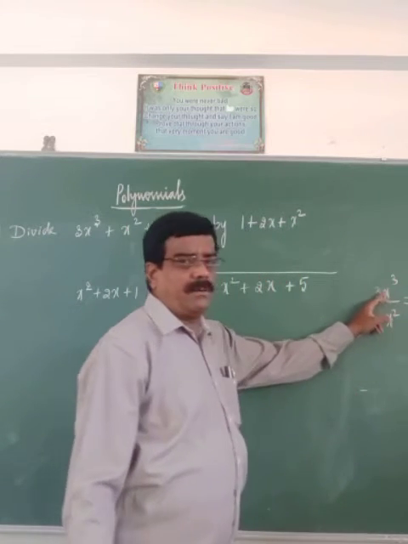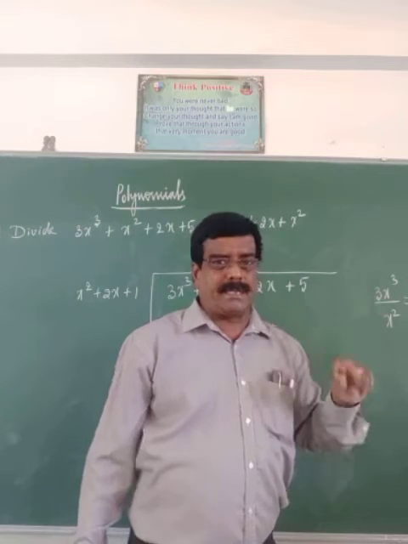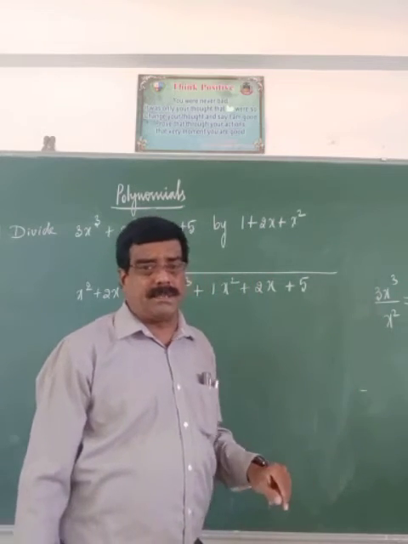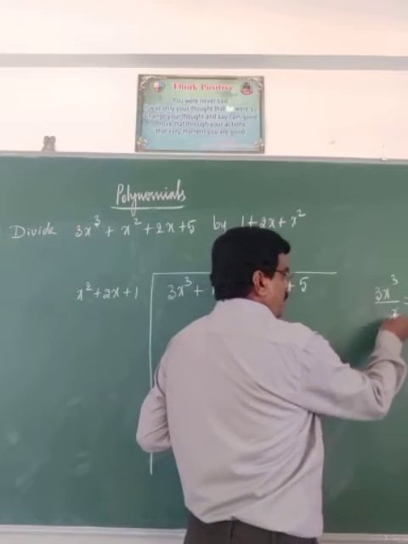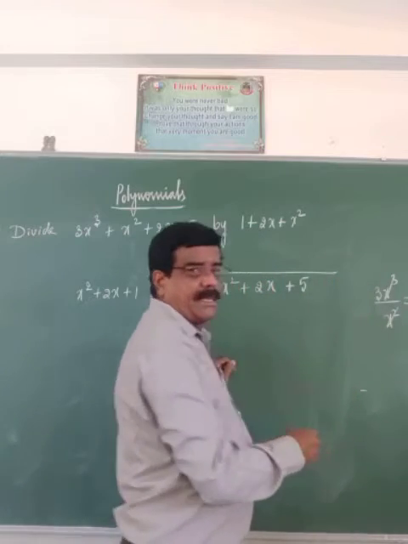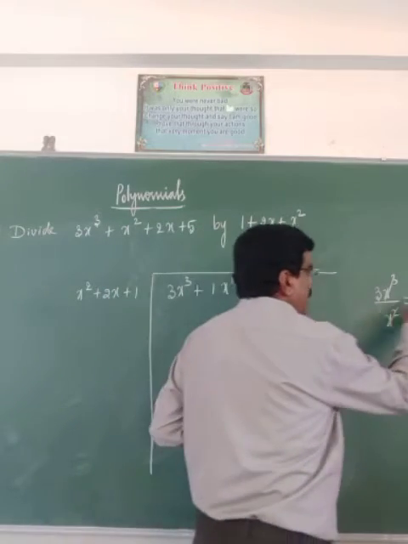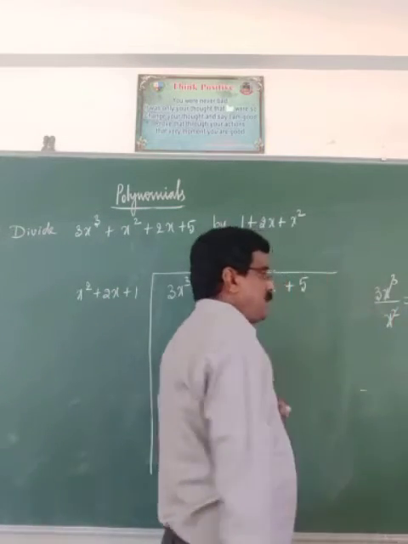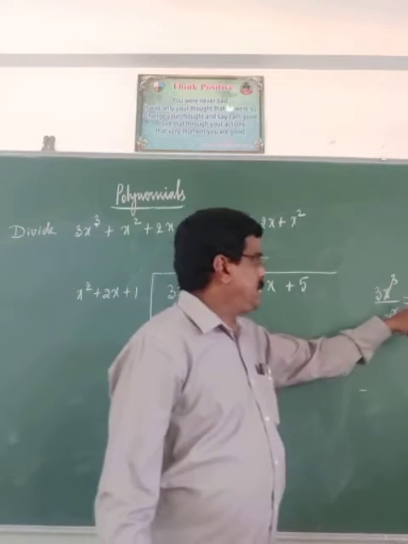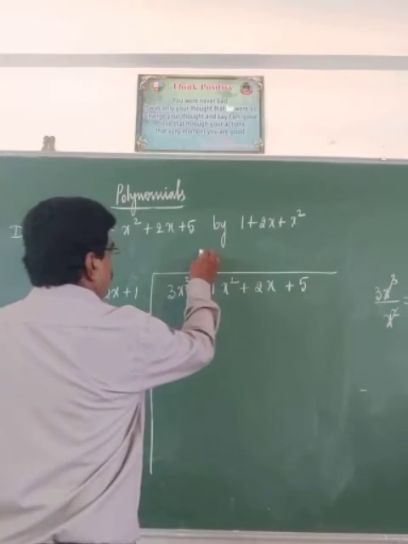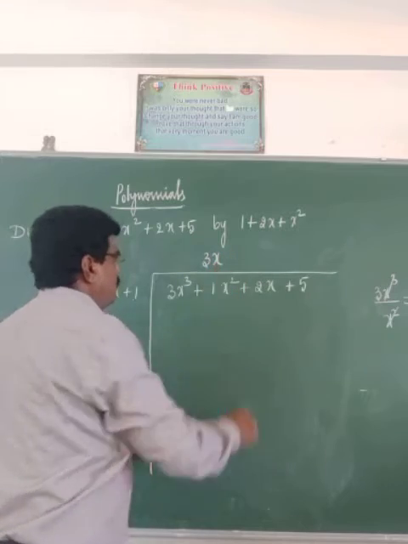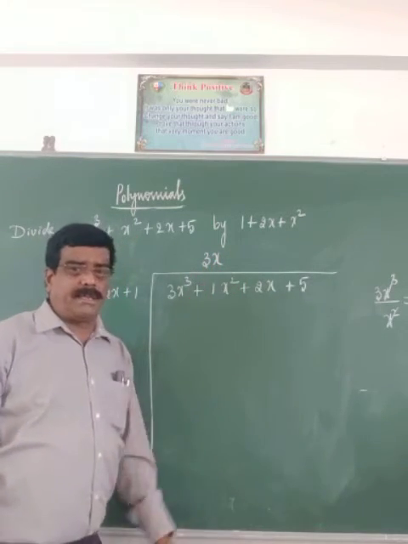In x cube you have 3 times x, that is x into x into x. And here the denominator has 2 times x, that is x into x. So 2x cancelled means you will be getting only 1x in the quotient place. So this is 3x. That should be written on the top. You should know that we are going to get the quotient on the top.